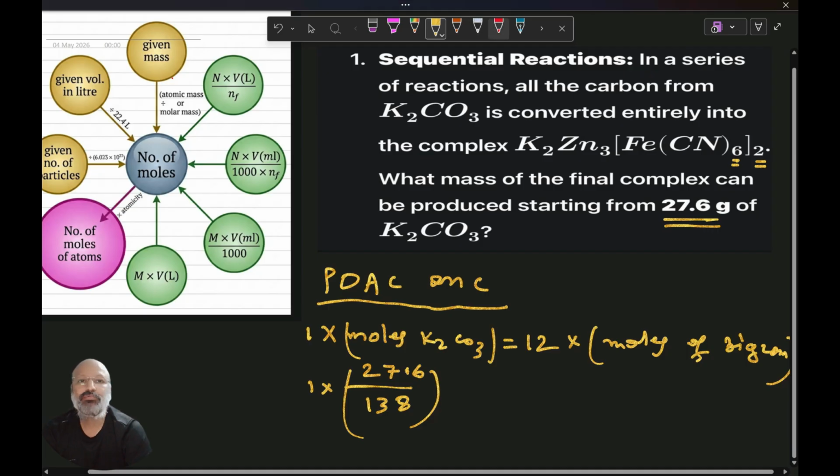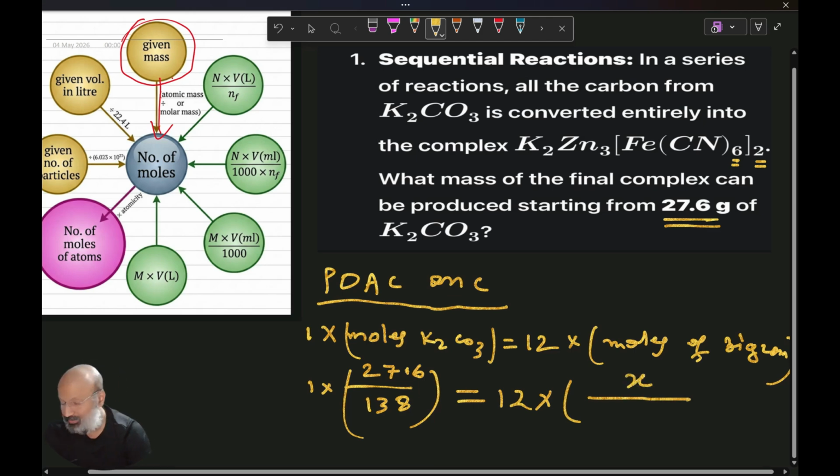From this point to this point I have reached here. Now it is equal to, using yellow ink because it is more visible, 12 into the amount of this big compound that will be produced. Let's suppose this is X and the molecular mass is 698. Now you solve it and get the value of X, and that is the answer.